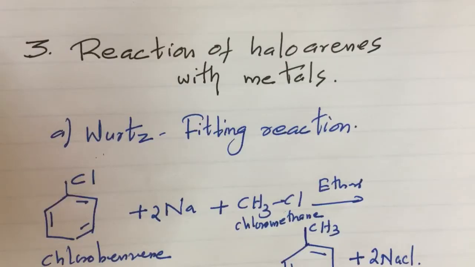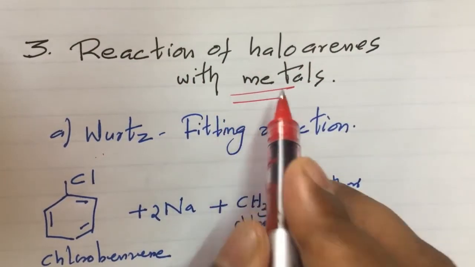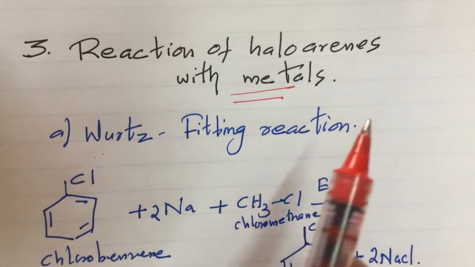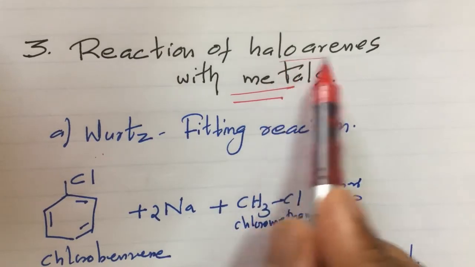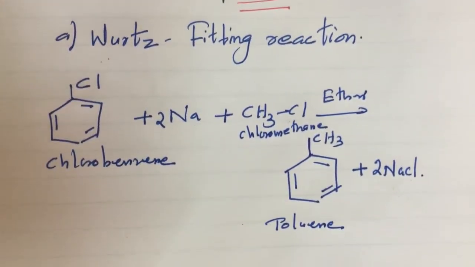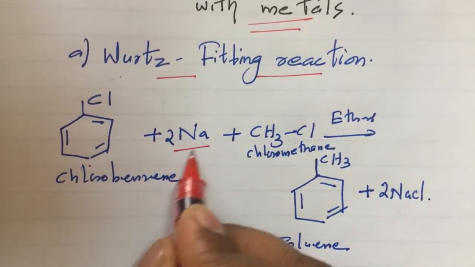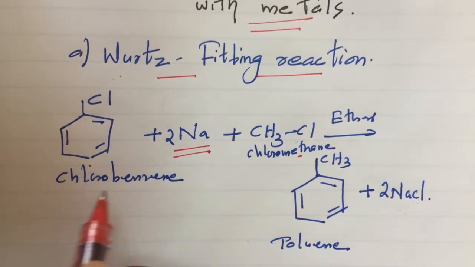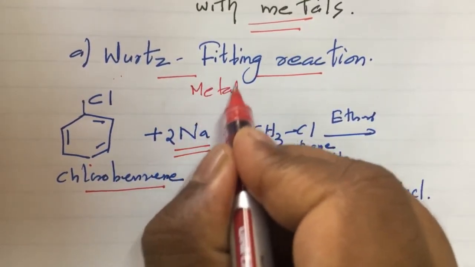Okay students, the last and final chemical reaction of haloarenes is the reaction of haloarenes with metals. The reaction of haloalkanes with metals you already learned in the previous video. This topic is the reaction of haloarenes with metals. The first reaction is called the Wurtz-Fittig reaction: reaction of haloarenes with sodium metal and alkyl halide. The haloarene here, for example, is chlorobenzene. In the Wurtz-Fittig reaction the metal is sodium.